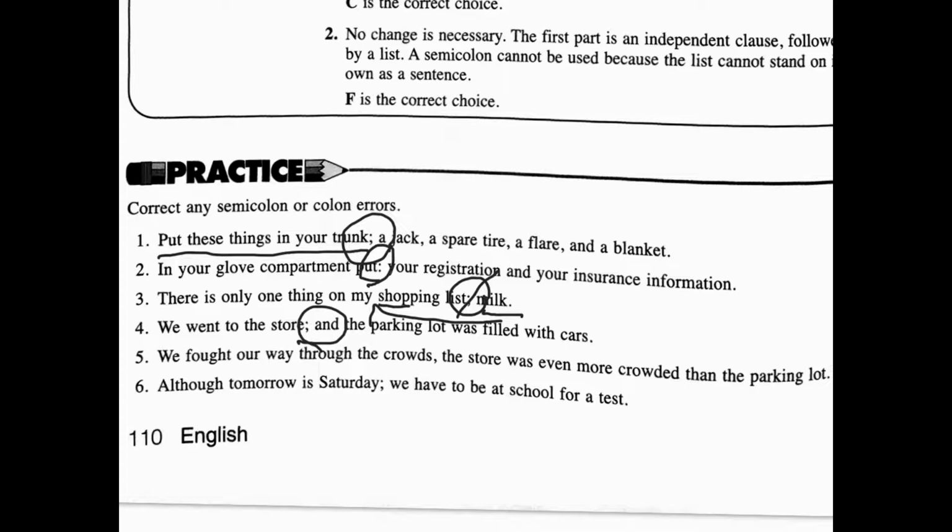Number 5, we fought our way through the crowds. The store was even more crowded than the parking lot. All right. We fought our way through the crowds. Okay, right there we have an independent clause. The store was even more crowded than the parking lot. All right, we have two independent clauses, and they're joining them with a comma that is incorrect. We should be using a semicolon to connect those.